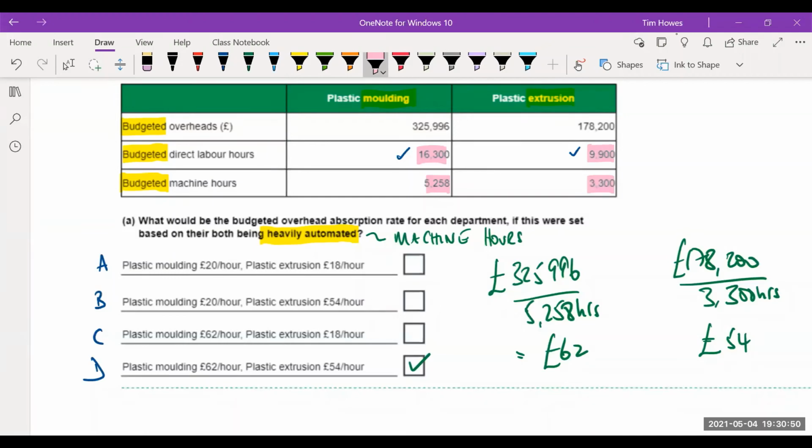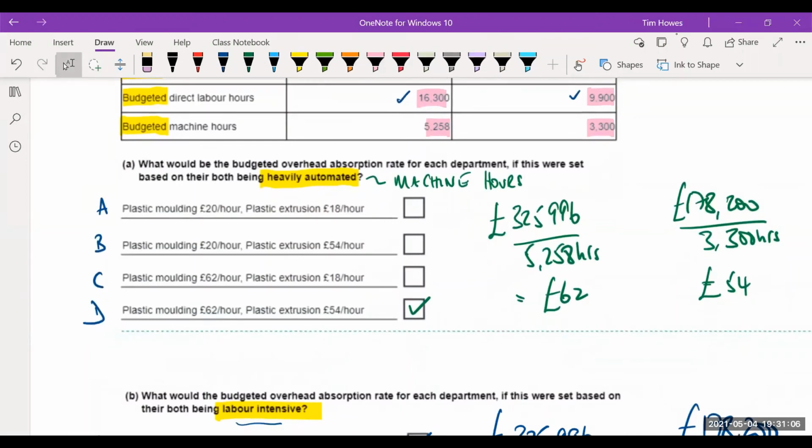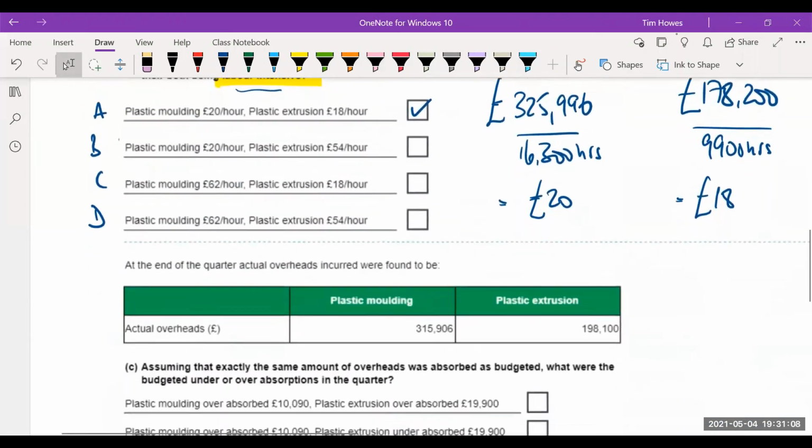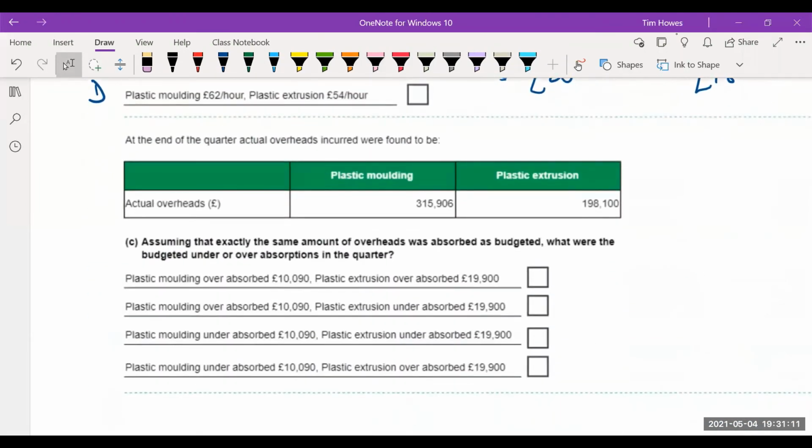But obviously they may be different, which the second question did, and I quite like that. So maybe they'd ask here which might be the more appropriate based on the activity budget numbers that you can see. Again, they might bring that into it. At the end of the quarter, actual overheads were found to be 315,906 for the moulding, 198,100 for the plastic extrusion.